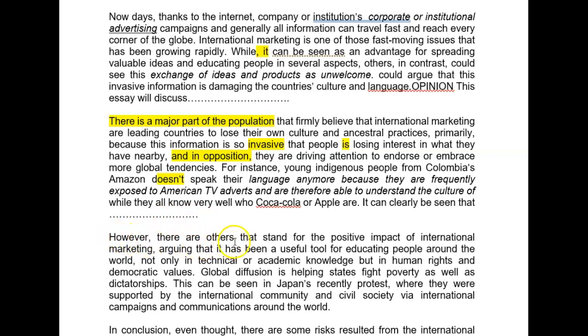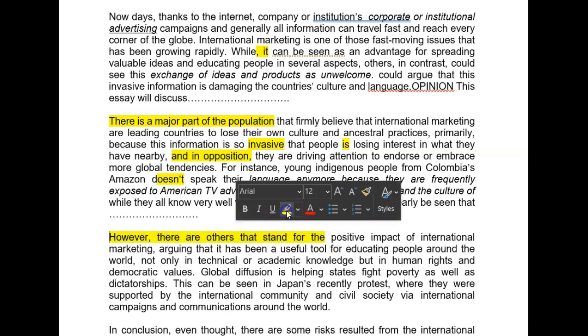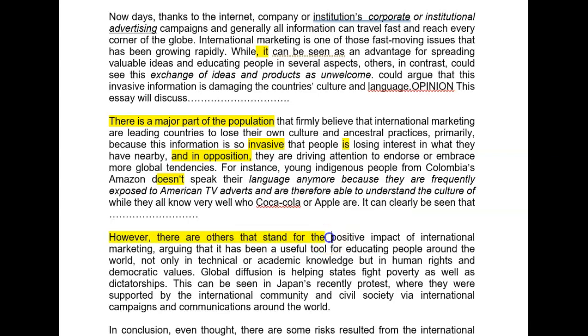However, there are others who believe that the positive impact of international marketing, or who embrace or endorse or are enthusiastic about the positive impact of international marketing, arguing it's been a useful tool for educating people around the world, not only in technical or academic knowledge, but in human rights and democratic values. Okay, that's really nice. I like that idea there. That's great. Global diffusion, but we need to connect this back to advertising, okay?